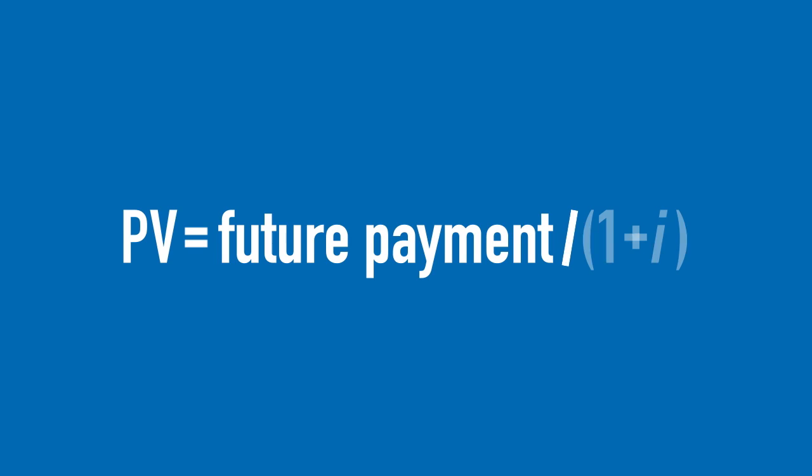This idea of present value generalizes. It's whatever the future payment is divided by 1 plus the interest rate, where the interest rate is expressed as a decimal. That is, 5% would be 0.05, 10% would be 0.1.